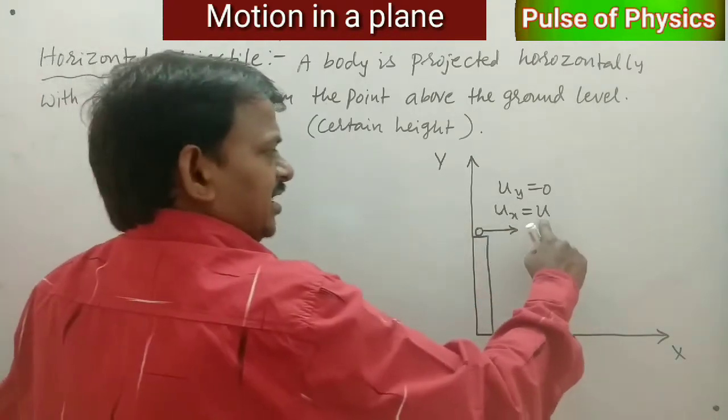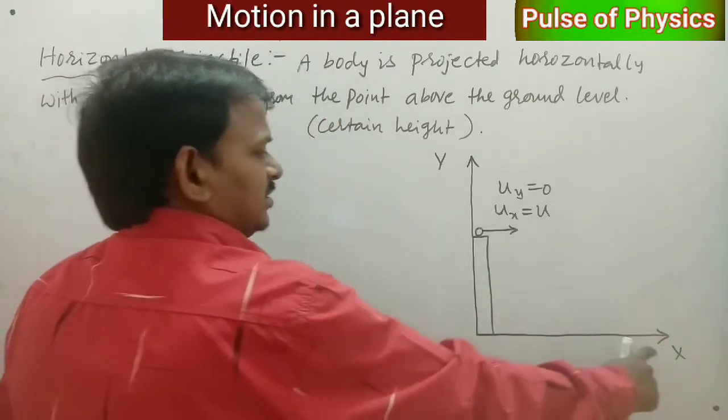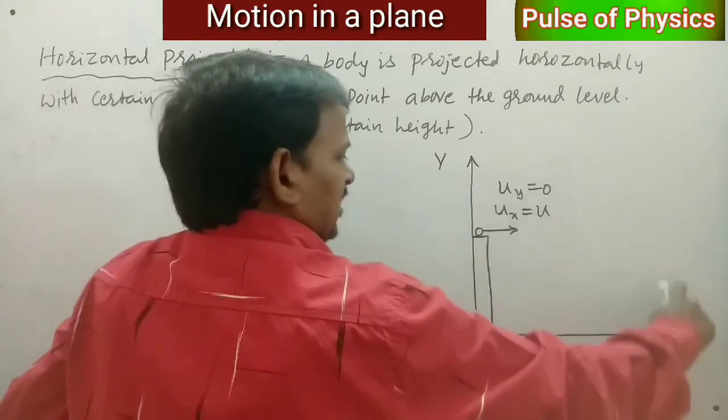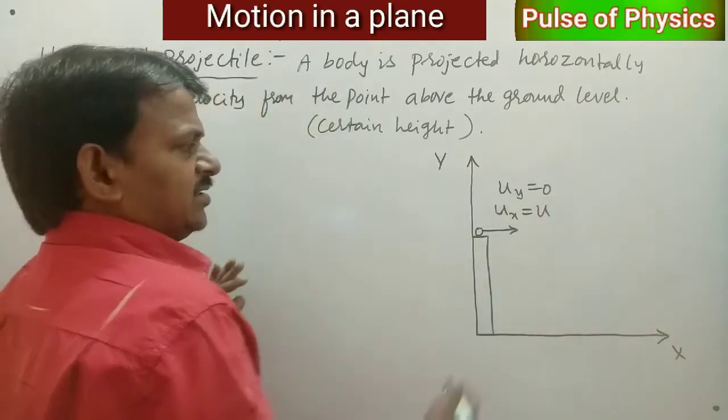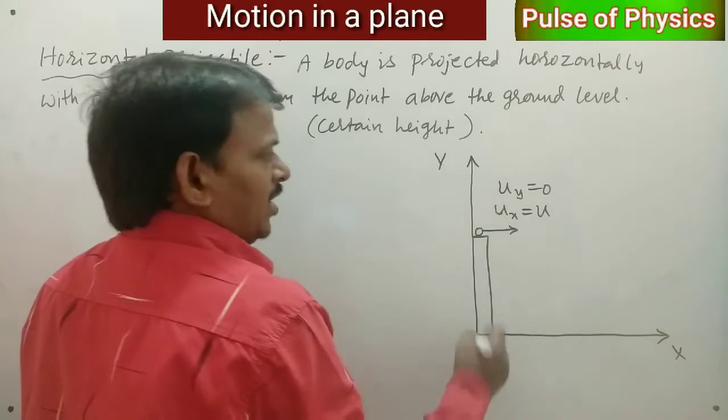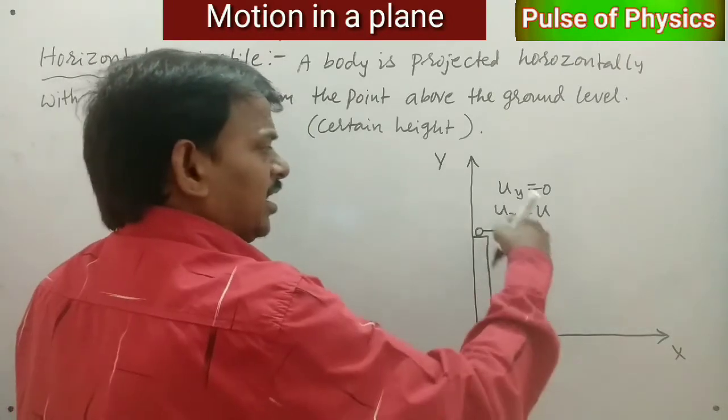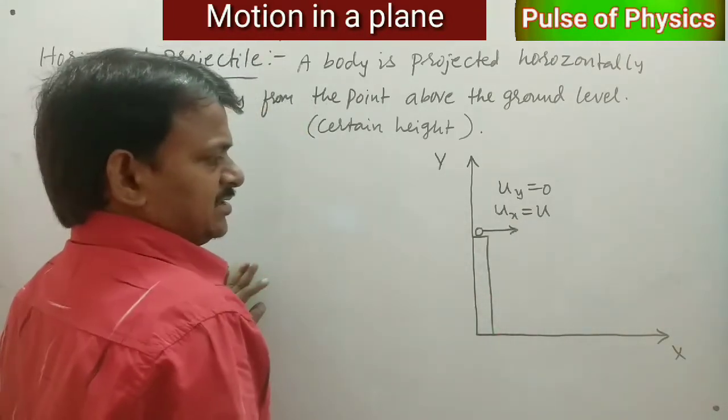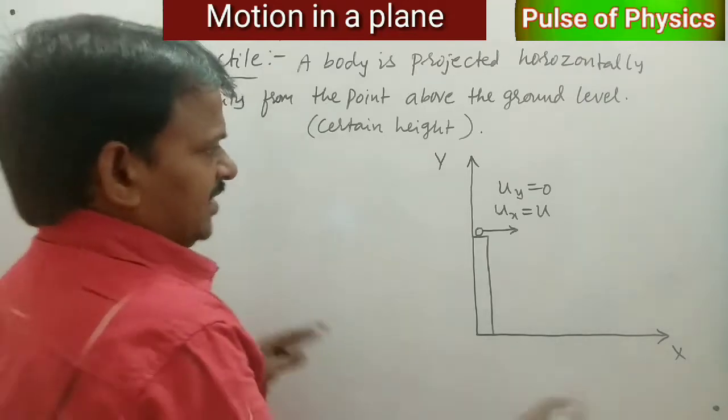So during the journey u is constant. Horizontally there is no force acting on it. That's why u remains the same. But what is changing? The vertical component of velocity changes. How does it change? We discuss.